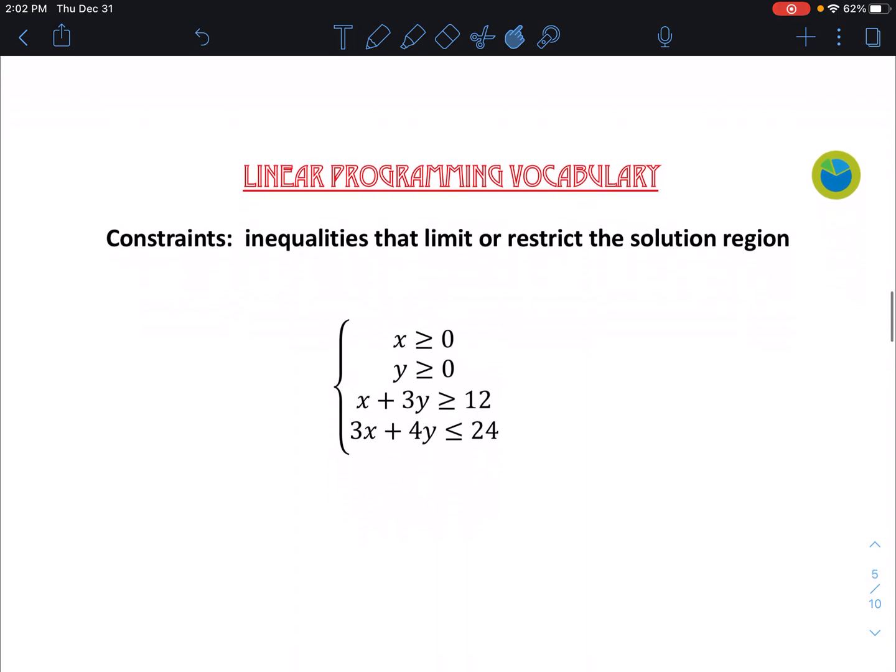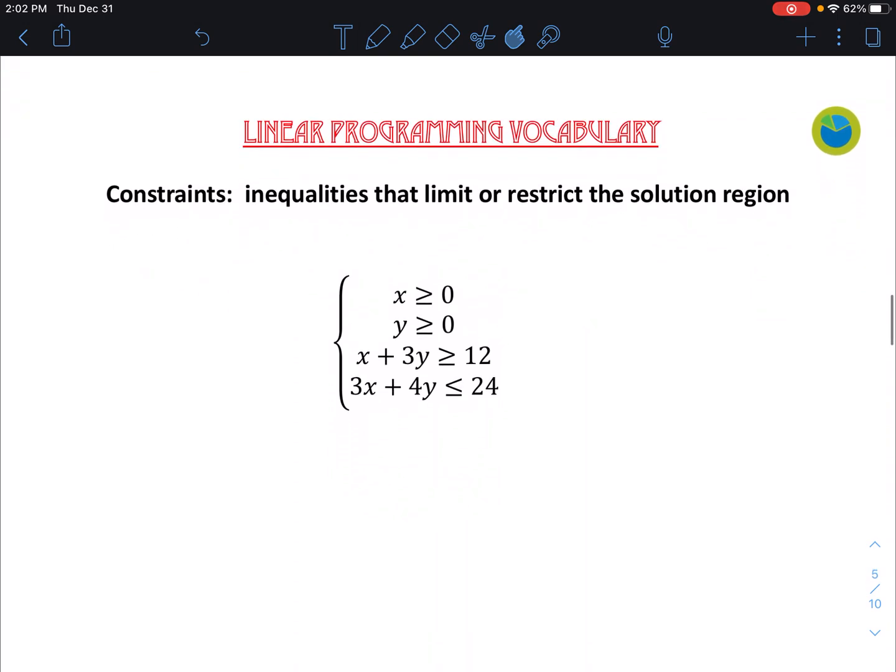All right, so some key things that we want to mention, and I kind of just talked about that, was constraints. These are the first things that are really important. And you've actually already been doing these. These are just inequalities that limit or restrict the solution region. So when you think about constraints, these are restrictions. And these here are examples of our constraints.